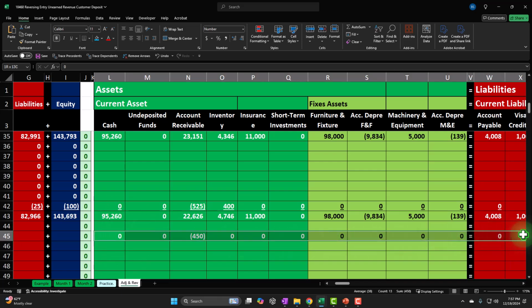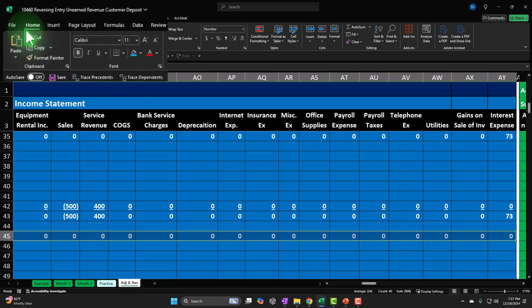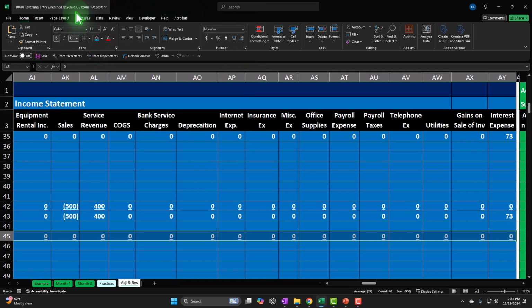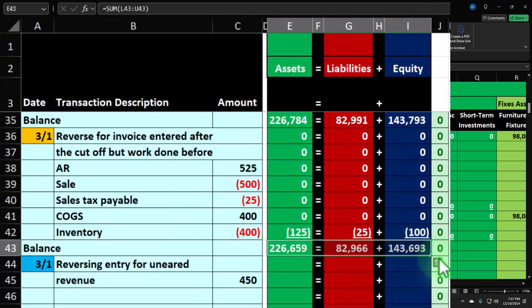Let's put an underline across the board. Underline. We're going to go to the Home tab, Font Group, underline. Let's bring down the balance, baby. Bring down the balance, baby.